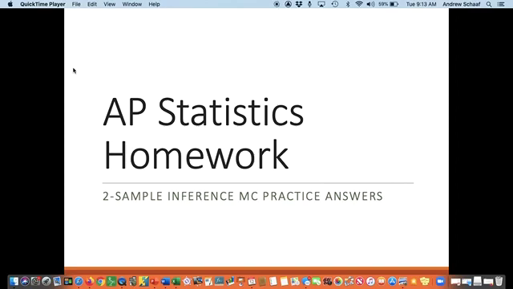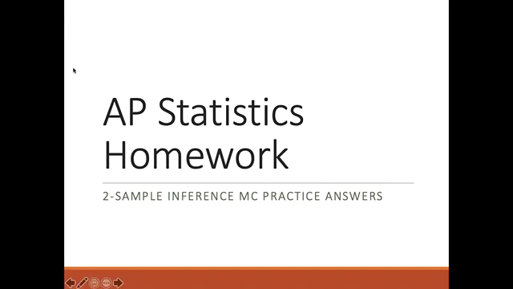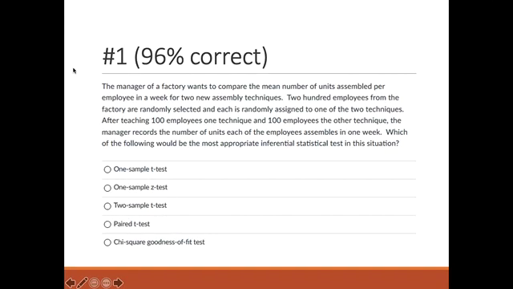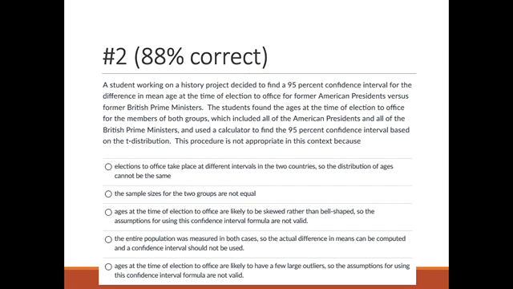Let's take a few minutes and look at the practice questions about two-sample inference. So in this question, we're comparing the average number of units that are assembled for two new techniques. So I already know we have random assignment to one of the two techniques. So that means I have two groups and I'm comparing means in this context. So this has to be a two-sample t-test, and this is an experiment because we are randomly assigning to the two different techniques. So those would be our two treatments.